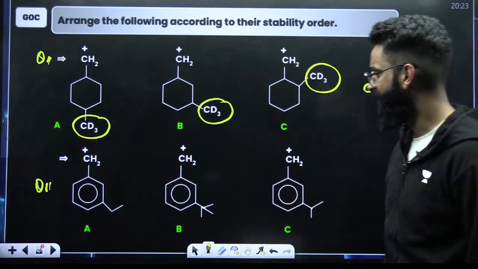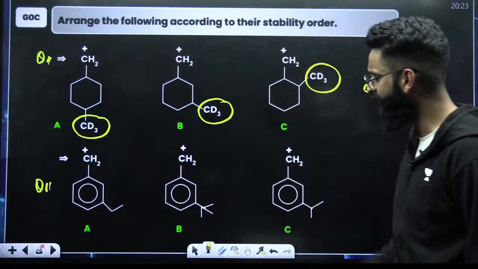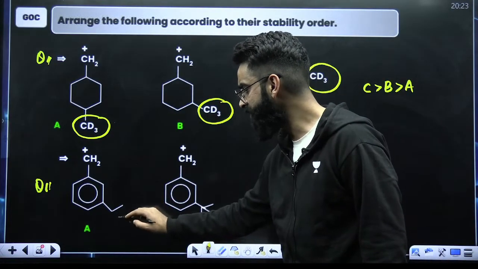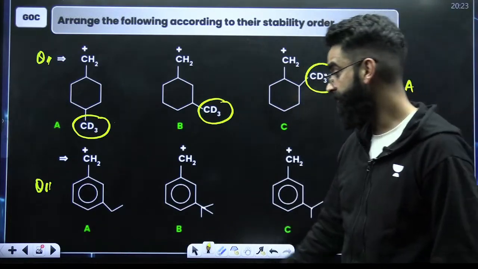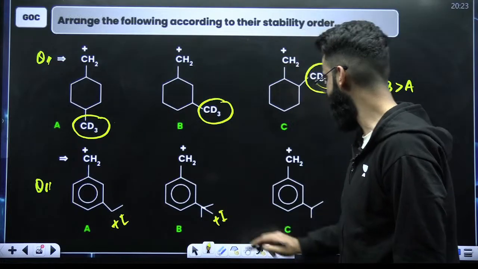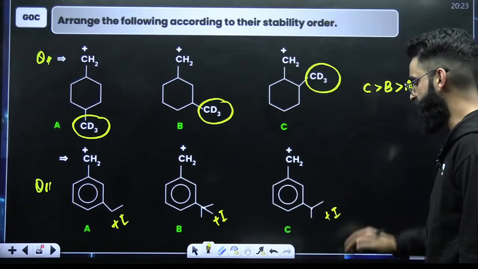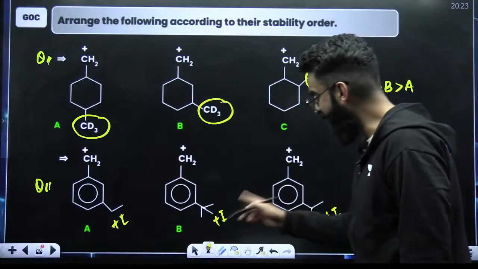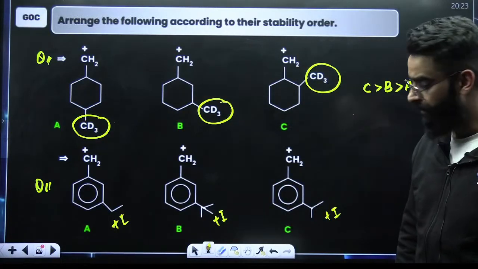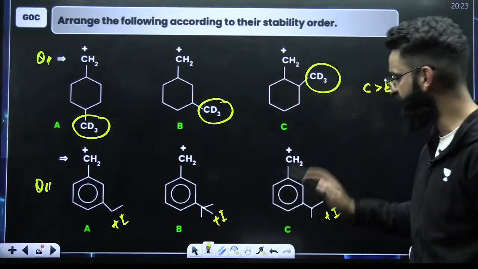Look at the next question, guys. Again, you have got carbocations over here, right? Look at this alkyl group. These alkyl groups are electron donating, right? This alkyl group is going to show plus I. Here also the alkyl group is going to show plus I. Here also the alkyl group is going to show plus I. Now, which alkyl group among these three will show more plus I?